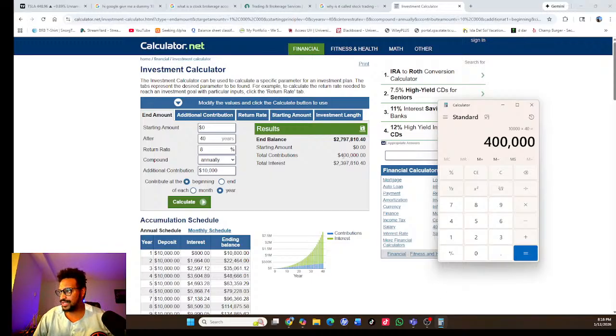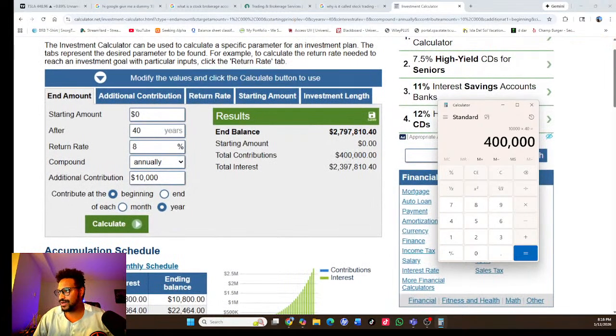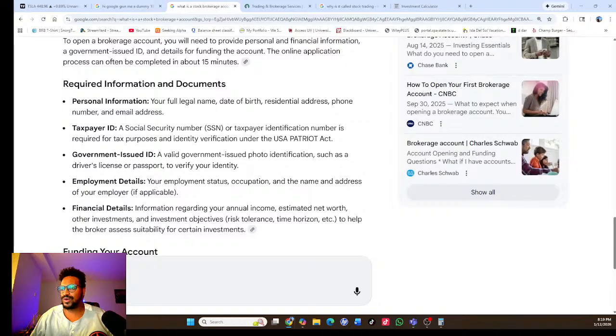Look at that. Total contributions, 400,000. So that's what you put in. But the total interest, or your investment increasing, was $2.3 million. Now, guys, do you see the power of investment? Now you say, well, how is that possible? Let's just go ask Google.